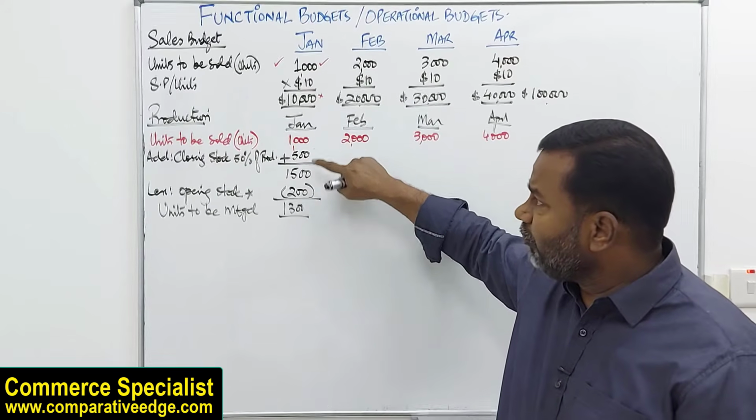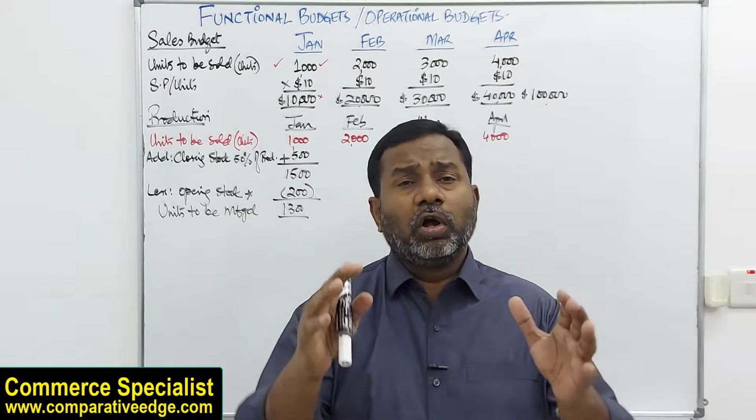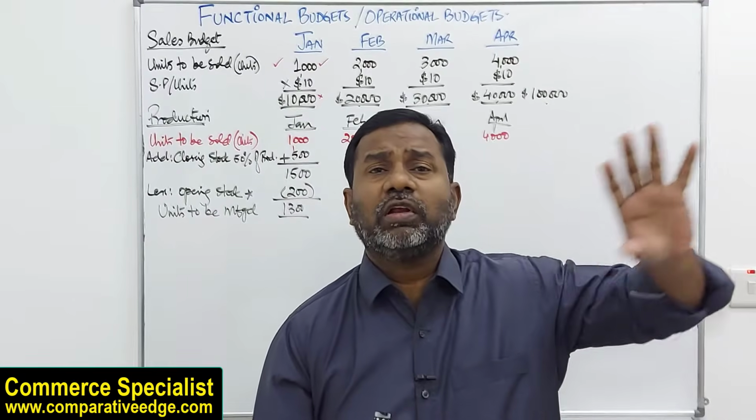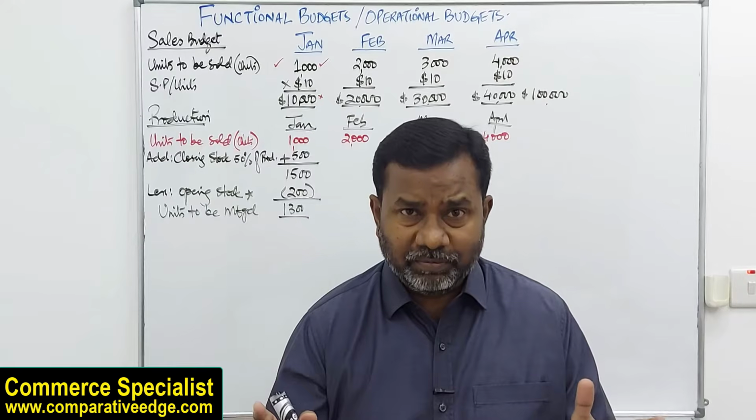From 1500, if we sell 1000, we will be left with 500 units. We always want to have some units left after we have sold the required number of units. Why? Because emergencies and customers can come anytime.